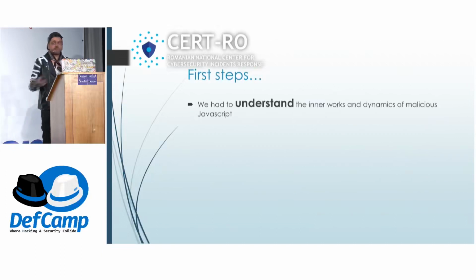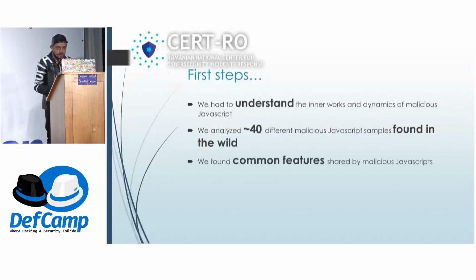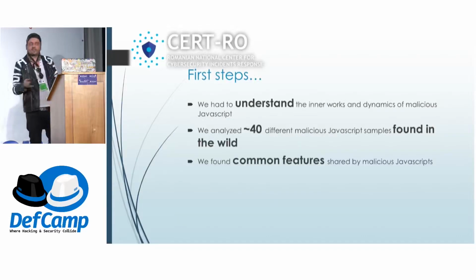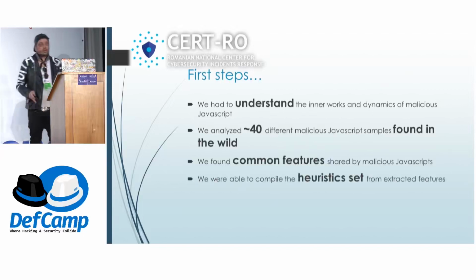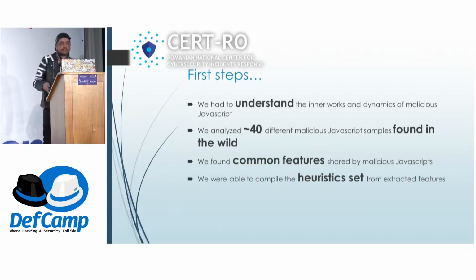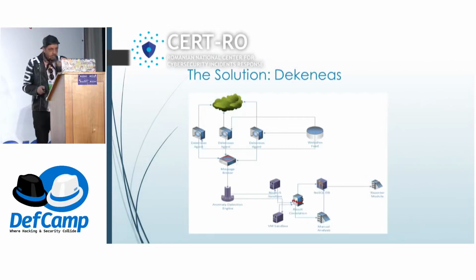So, the first step we took was to understand the inner workings and dynamics of malicious JavaScript. We analyzed around 40 different malicious JavaScript samples found in the wild. We found that they share a certain set of common features, so we were able to compile a heuristic set from the extracted features. Then we created an artificial intelligence model using the heuristic set to be used in our anomaly detection engine. This is the solution.